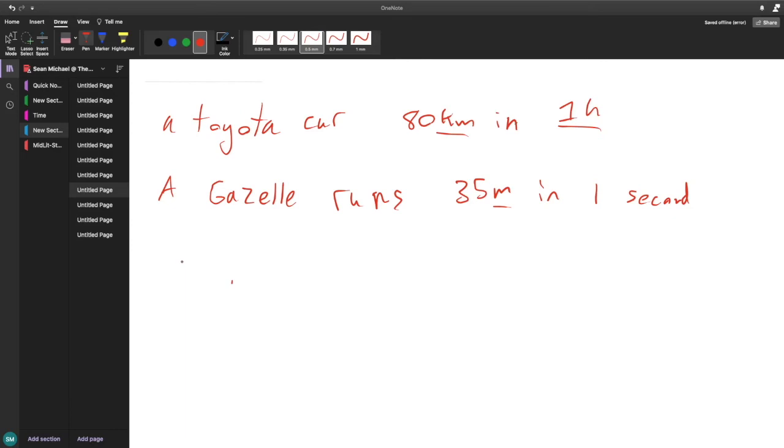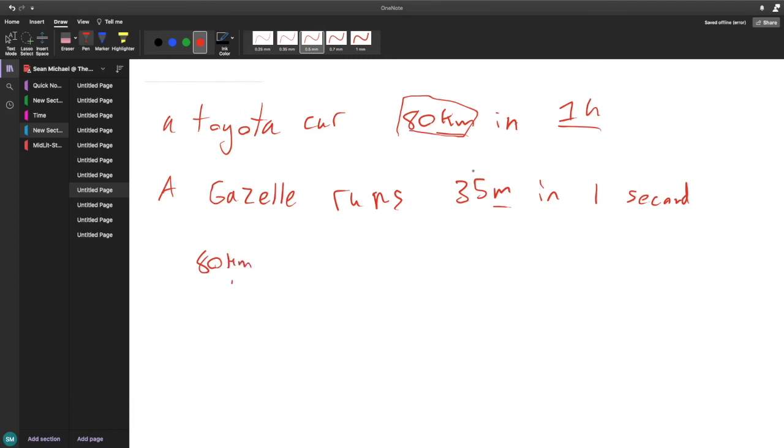So let's go here. If a Toyota car is going 80 kilometers an hour, and we're trying to compare this, let's turn the 80 kilometers into meters, right? Because that would help us out a lot. So if we have 80K, or kilometers, and we want to turn that into meters, right?